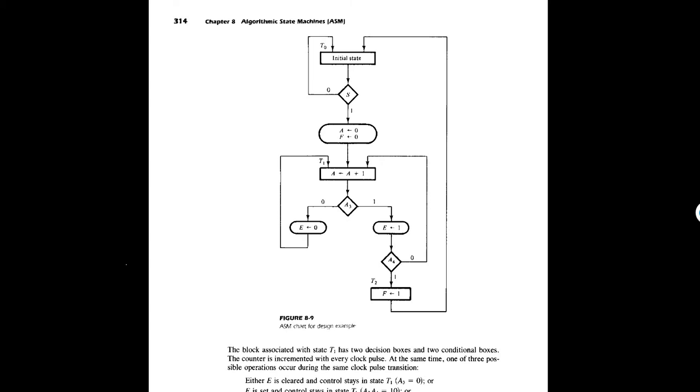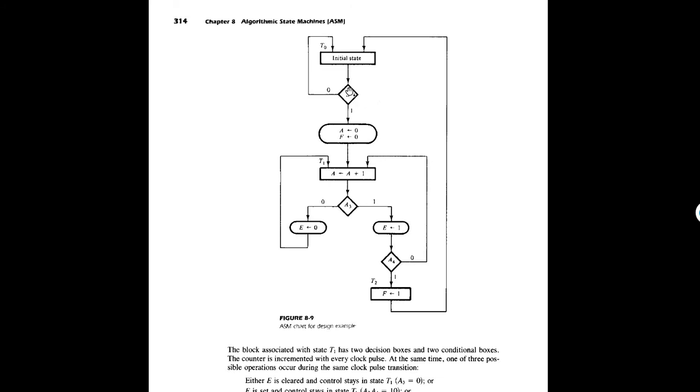So if you can see here in the figure, there is an ASM chart for a design example, and you can see how this whole process is taking place. First, there is the initial state, and then it goes to the state S. This is the state box.